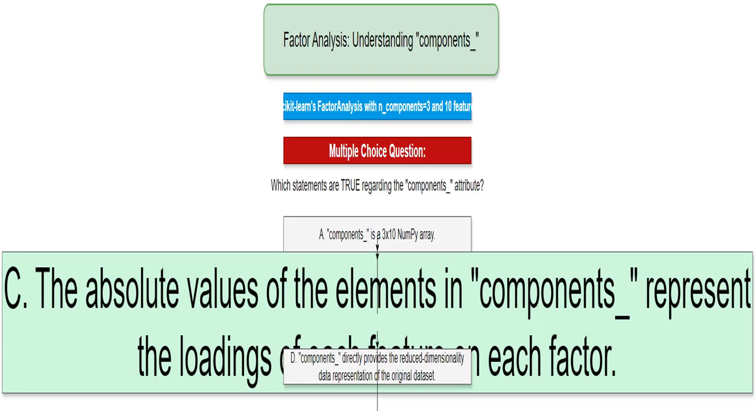You got it. The numbers in the table show the loadings. The bigger the number, ignoring whether it's positive or negative, the stronger the link between that feature and that factor. Think of it like this: a large number is a strong relationship. A small number is a weak relationship.